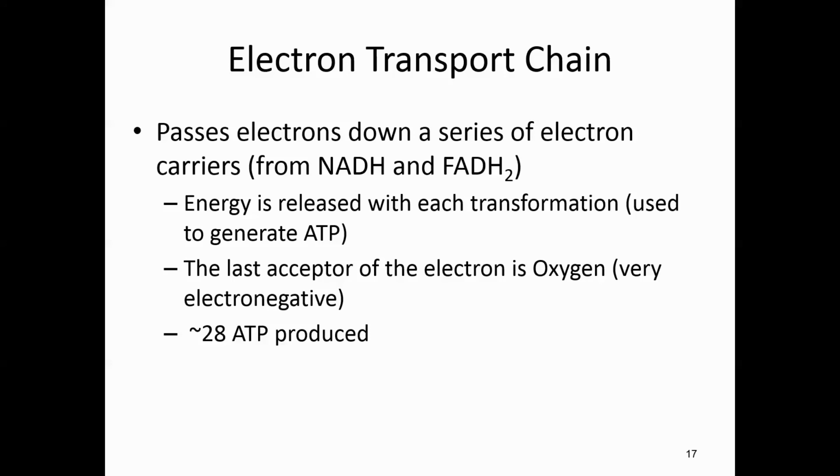At the very bottom of this, so if we think of it like a stair step of potential energy, those electrons go down each of these carriers each step of the way, and at the very bottom is an oxygen waiting for those electrons, and when they join oxygen, we're going to form H2O. We're going to get around 28 ATP out of this process.